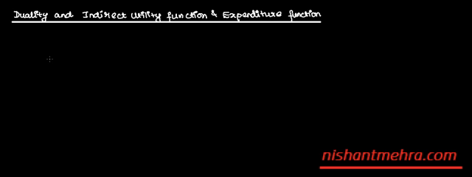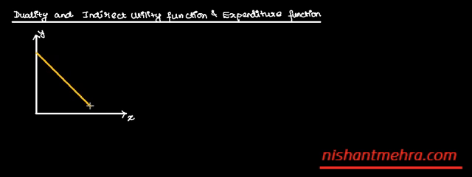Duality, an indirect utility function, and expenditure function. So what do you mean by duality? Guys, if you look at it, this is our x, this is our y, and this is the budget constraint. Clear? Our budget constraint is given to us.